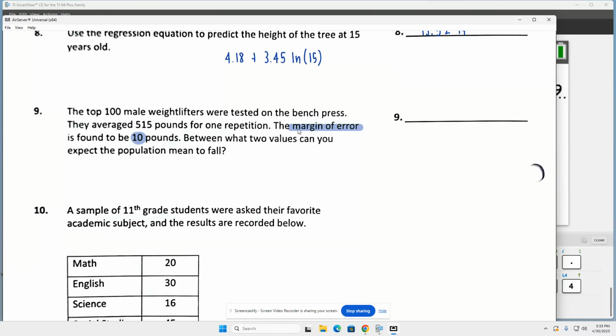Well, we talked about this. With margin of error, we are going to add and subtract this value. So I'm going to do 515 minus 10. That's 505. And I'm going to do 515 plus 10. That's 525. That margin of error gives me an opportunity to say, hey, listen, if they average about 515 for 1 repetition and the margin of error is 10 pounds, we can be really confident that that true population mean falls somewhere between 505 and 525.